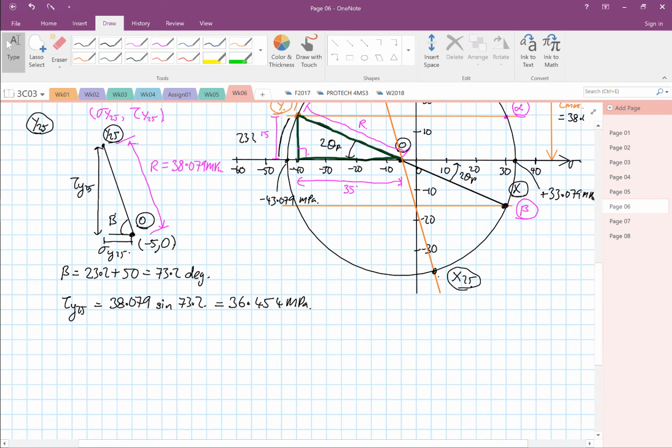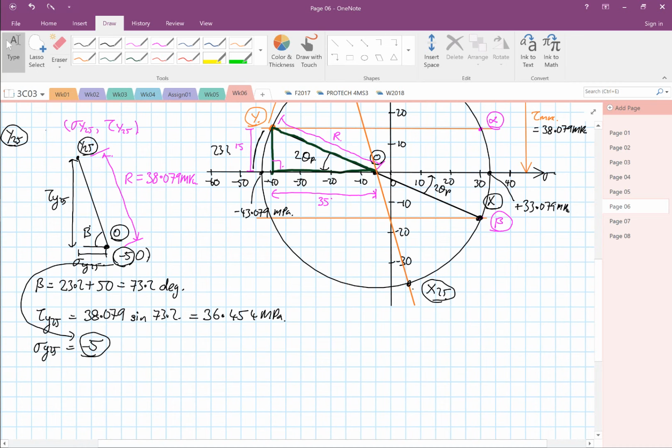Your normal stress Y25, you have to start from -5, because the original center is at -5 down here. So this is related to here, and it's going towards the left hand side.